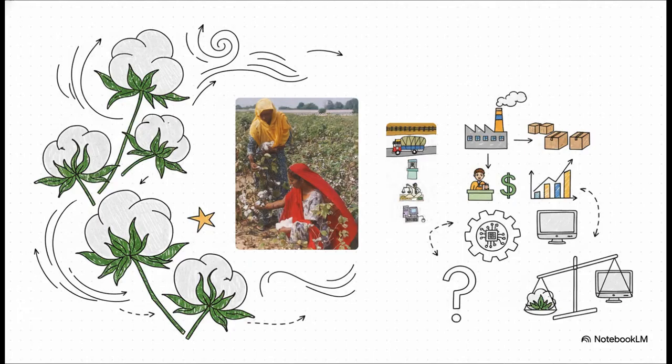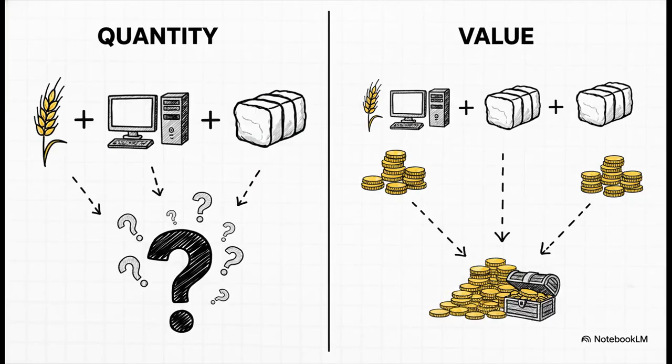Okay, so here's the first problem we face. Imagine a country produces cotton, and it also produces computers. How do you add them up? You can't just say 100 kilos of cotton plus 10 computers equals what? It doesn't make any sense, right? It's like trying to add apples and oranges, but on a massive national scale. So, how do economists solve this problem?